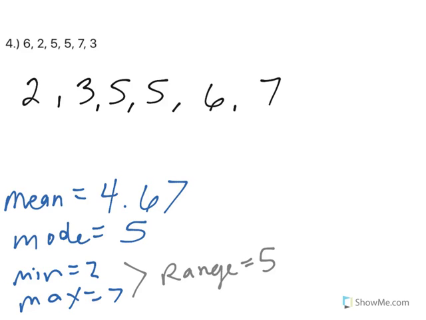When I go to find the rest of my pieces, my median cuts through the middle. Cuts through here, 5 plus 5 is 10. 10 divided by 2 is 5. So my median is 5.